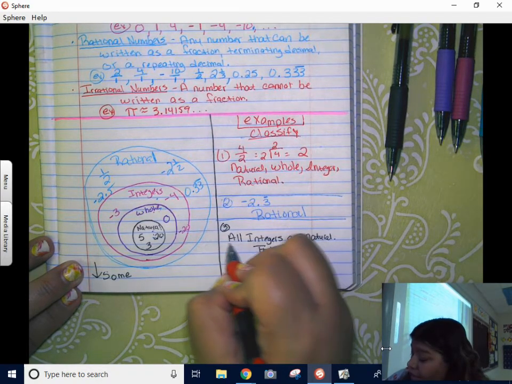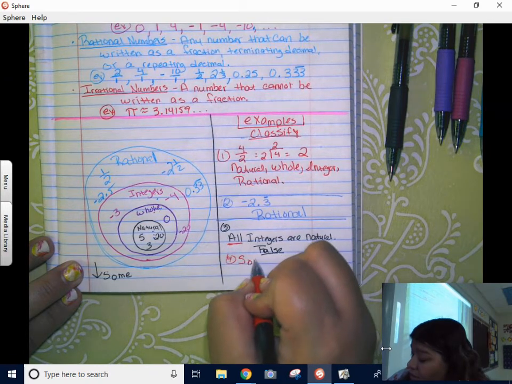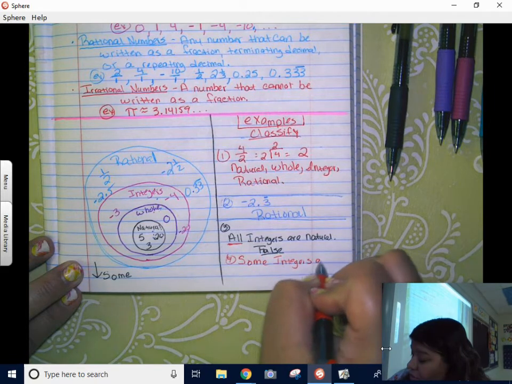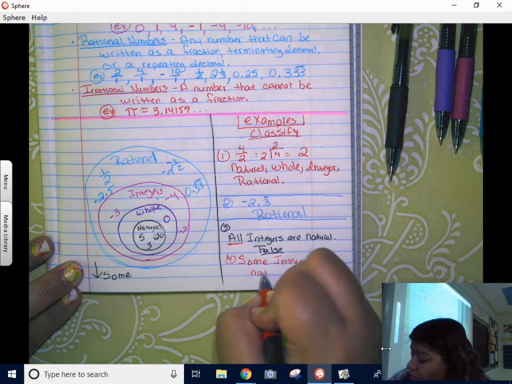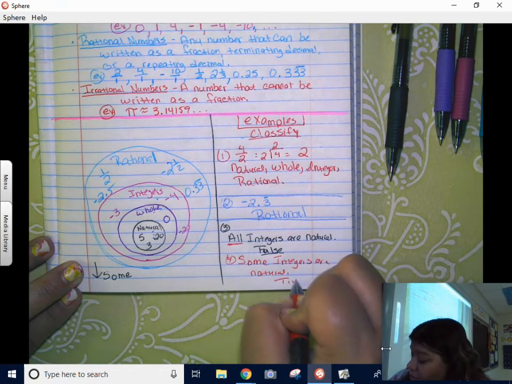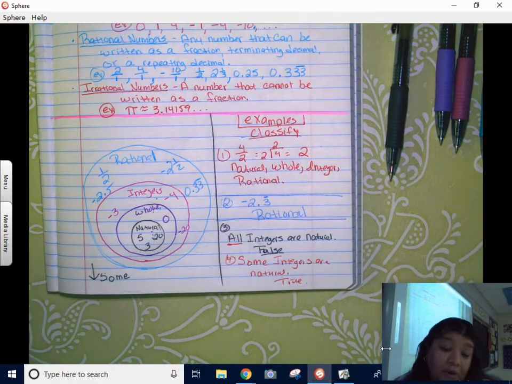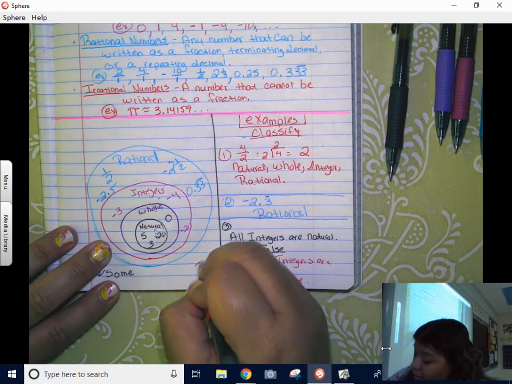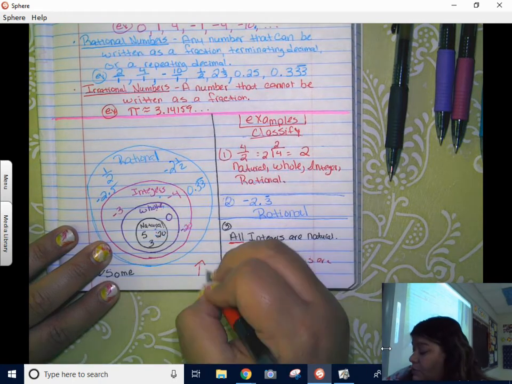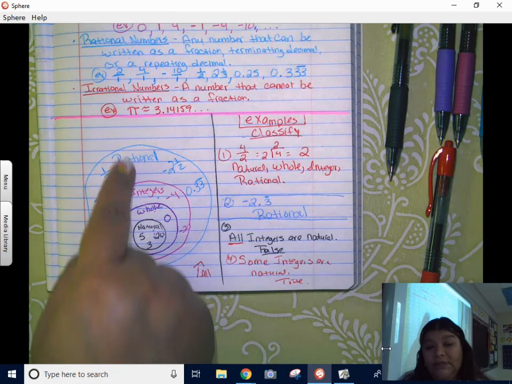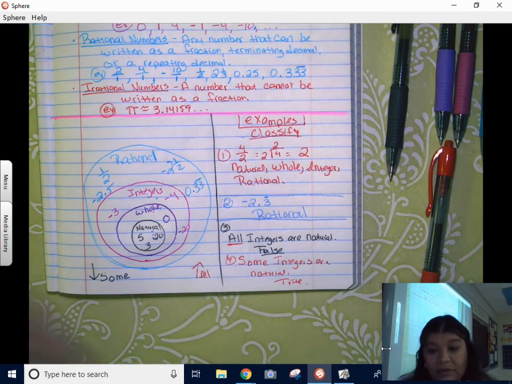I'll do number 4. I can change all to some integers are natural. That would turn that into a true statement. Okay, it's sometimes true. Some integers are natural numbers, okay? So when I go from small to big, that's when you use the word all, okay? So going into the circle, use the word some. Going out, use the word all in those statements, okay?